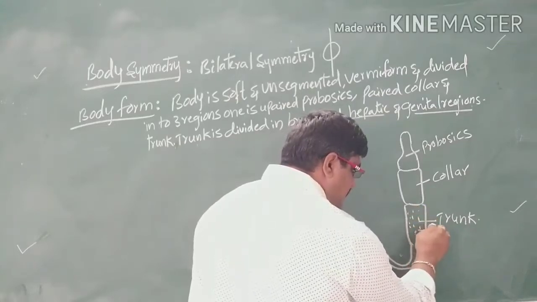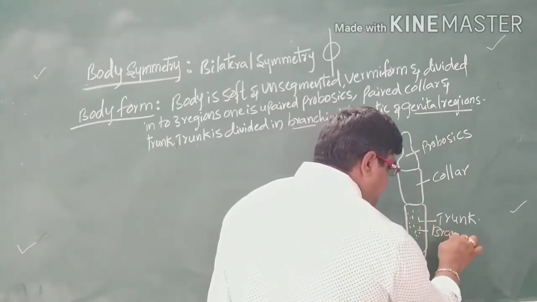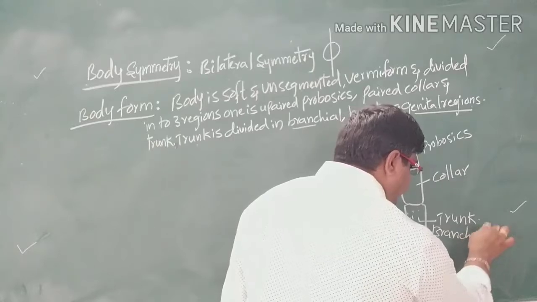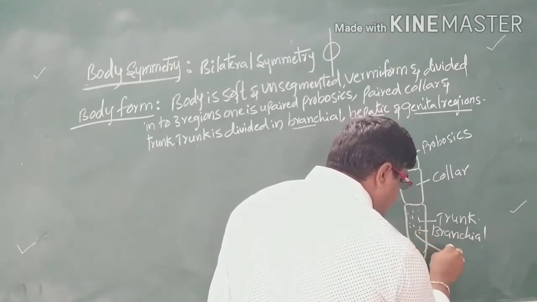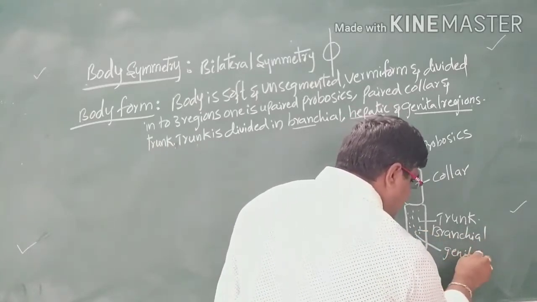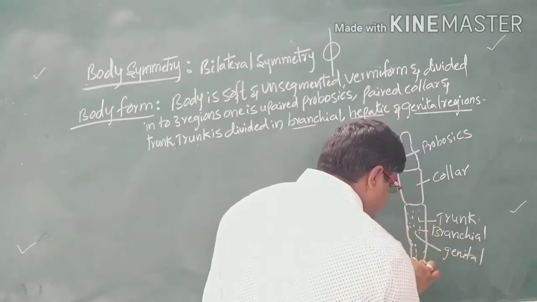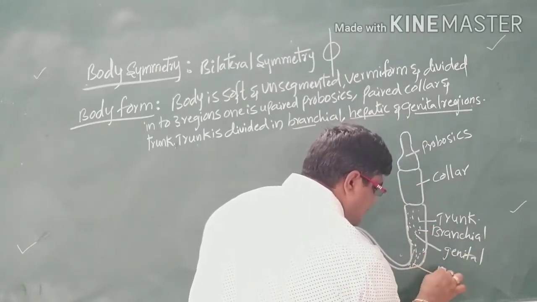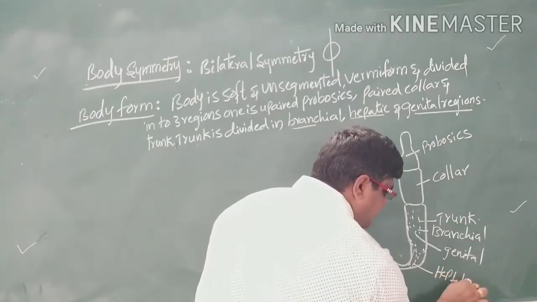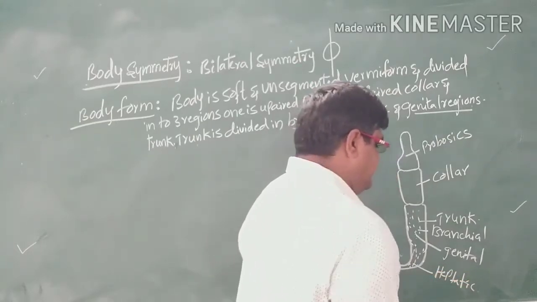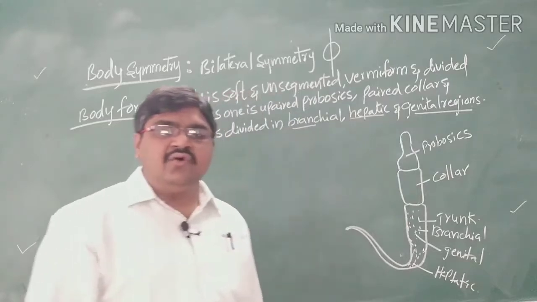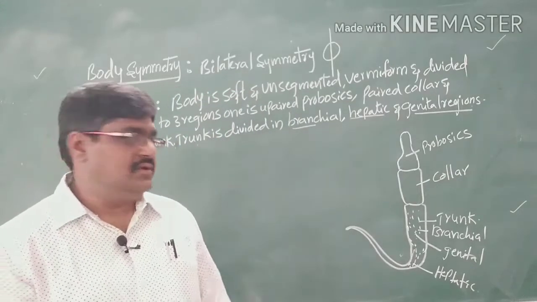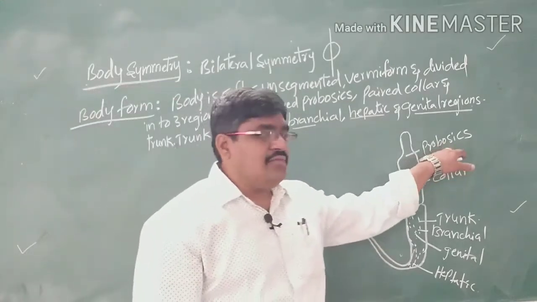This region we can call the branchial, the middle part we can call the genital, and here it also shows the hepatic region. So here it is divided into different regions. So in the proboscis worm, the body is divided.